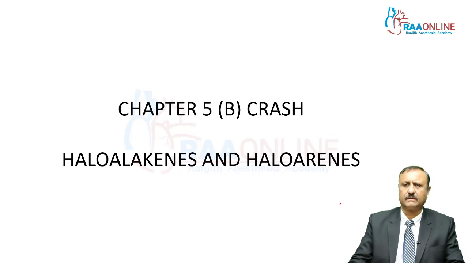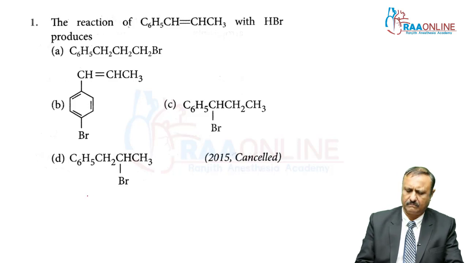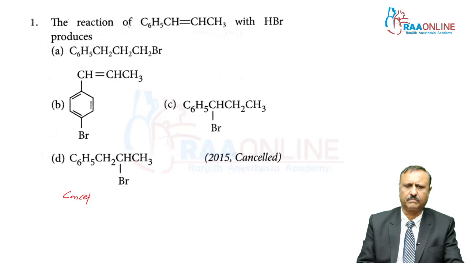Now, my dear friends, we can see the concept in each question. So, we can go to the first question that was asked in 2015. My dear students, in this question, the reaction of C6H5CH=CHCH3 with HBr produces what? This question was asked in the 2015 NEET exam, but that exam was cancelled. What is the concept of this question?